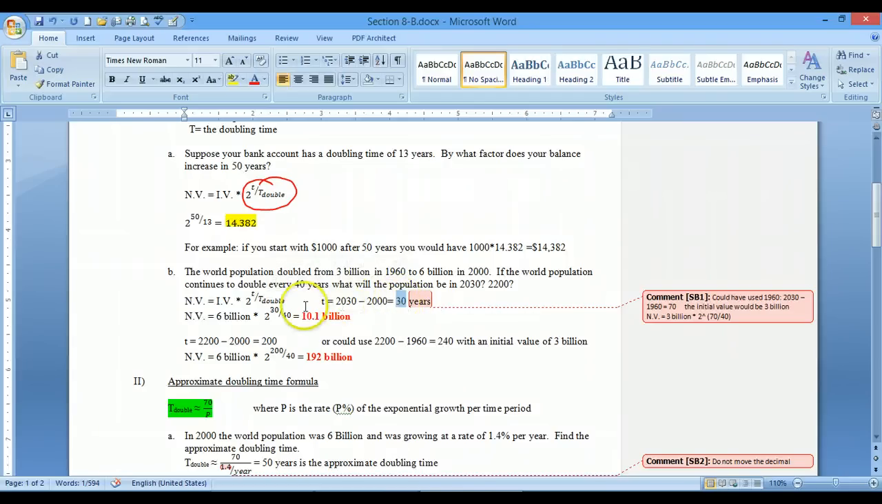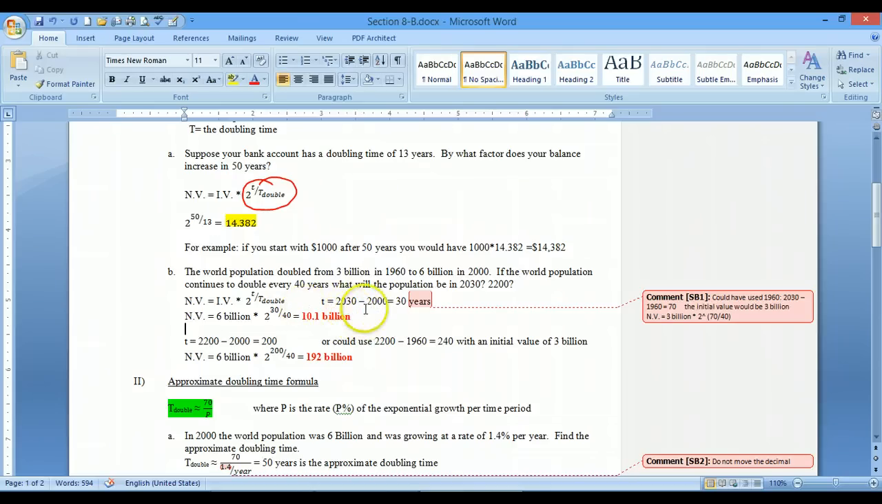So 30 years, my initial value at the year 2000 is 6 billion. So I'm going to put 6 billion in for my initial value versus this one where I would have done 3 billion if I had used my 1960. In this case, I used 2000 to be the initial. Then I times it by 2, raising it to the time elapsed, which is 30 years from 2000 to 2030, over the time to double is 40. Plug that into your calculator or into Microsoft Excel and we'll get 10.1 billion.